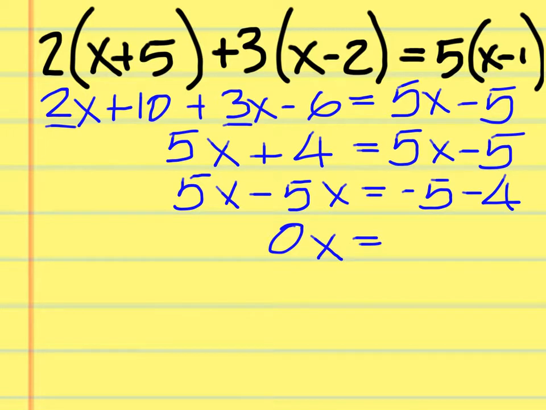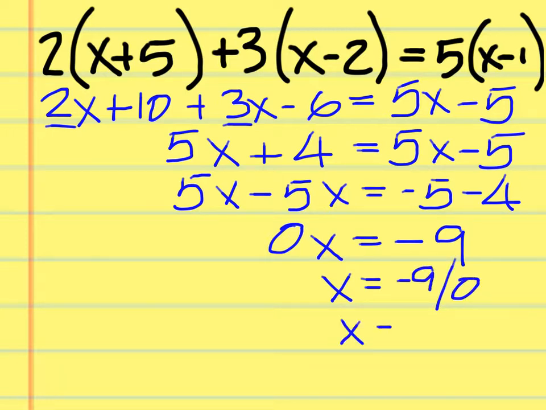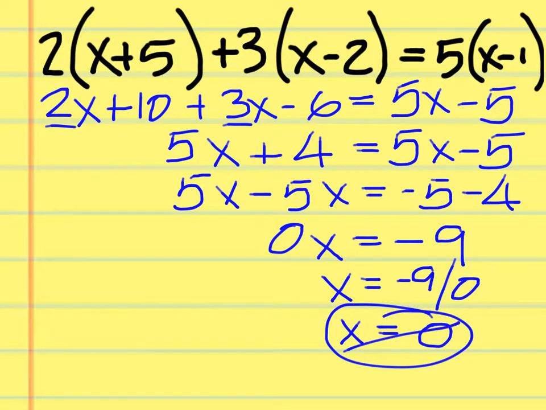0x equals a negative 9. If you did negative 9 divided by 0 and came up with 0, that is not right. 0 is not the right answer. You cannot divide by 0. If you put undefined, it would be right.